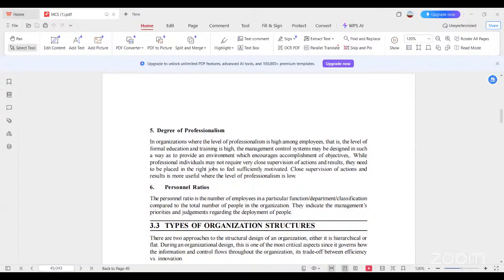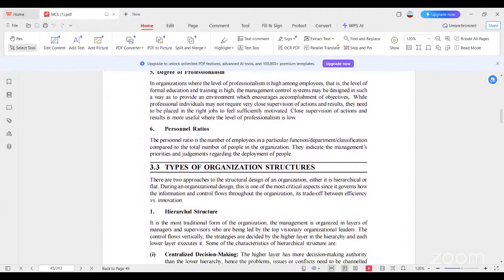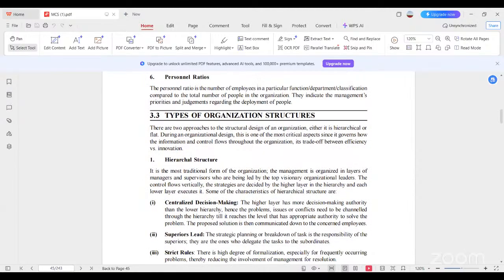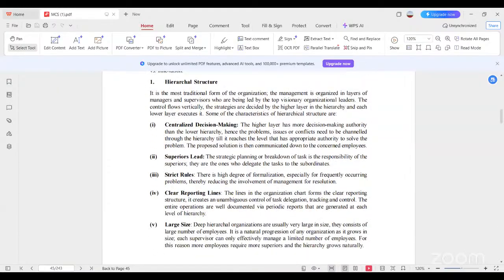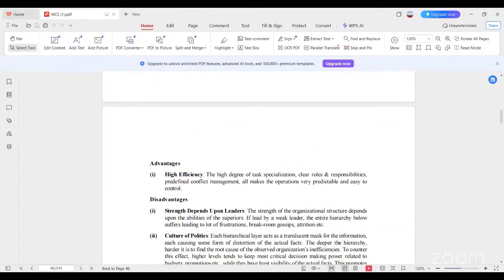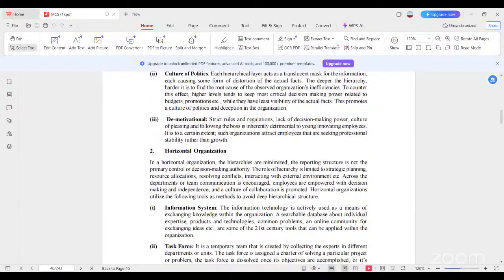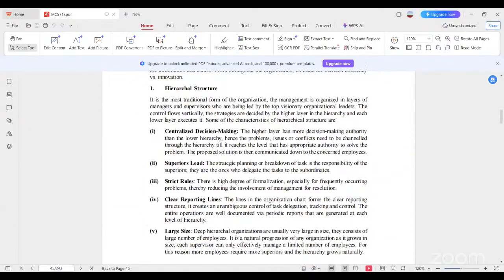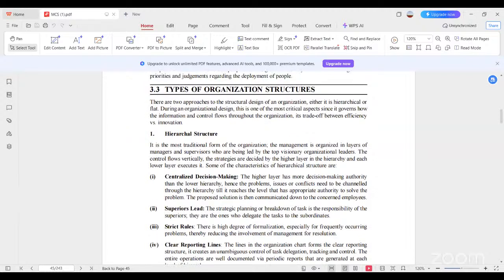Okay, now next coming towards types of organization structure. We have got different types of organization structure. Okay, you have got your hierarchical structure, you have got your departmental structure, horizontal structure, vertical structure. So one by one, we are just going to look into it.